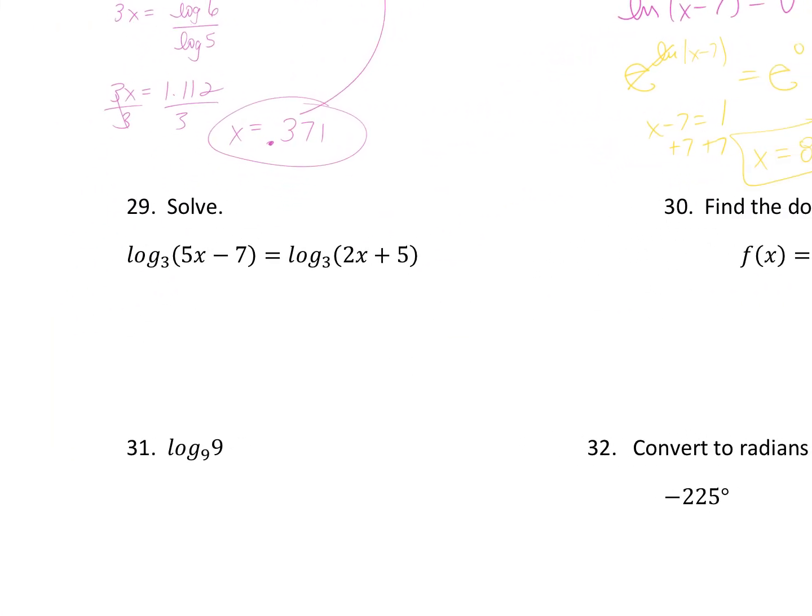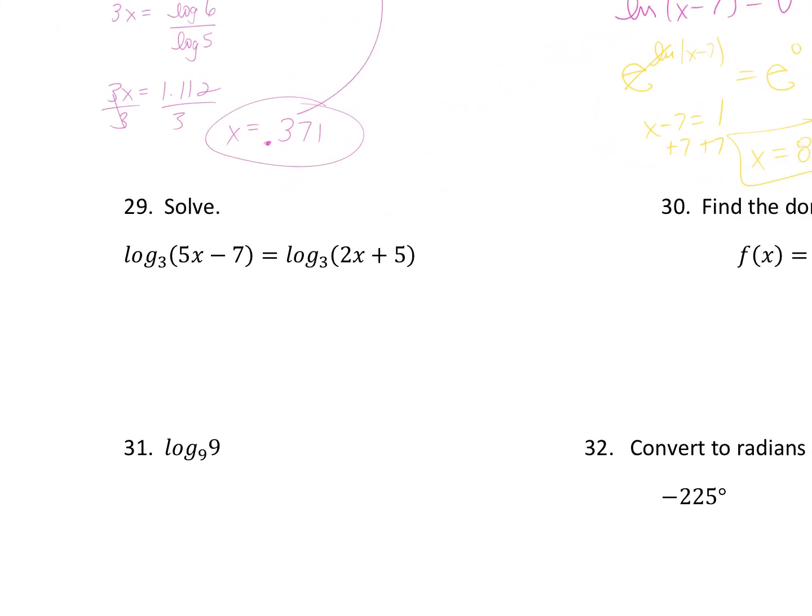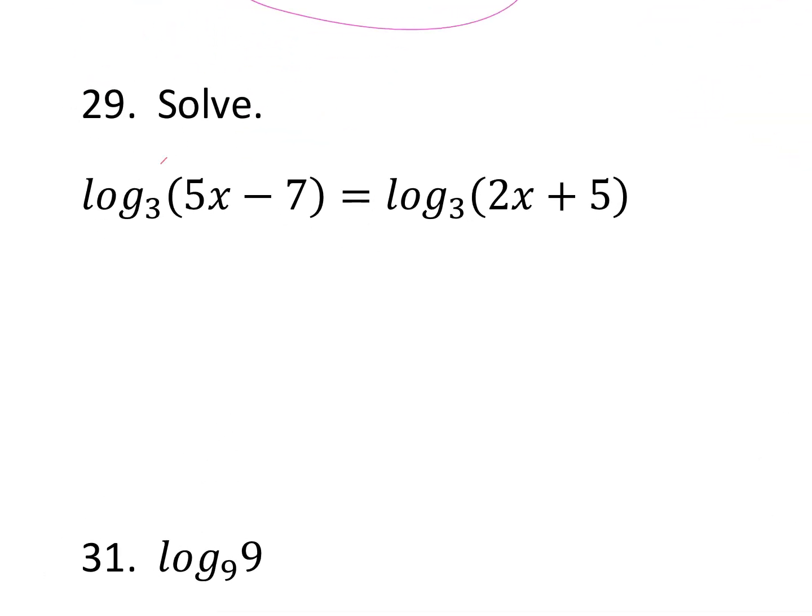Oh, geez. One of these log ones again. What do you guys notice about this? It's the one log on the left and one log on the right, and they're exactly the same. So what can we do? You could just cancel them. Perfect. So 5x minus 7 equals 2x plus 5. Move every x to one side, move the numbers to the other. So I'm going to subtract 2x, and then I'm going to add 7.